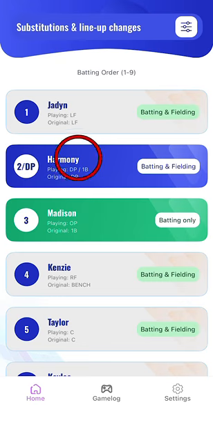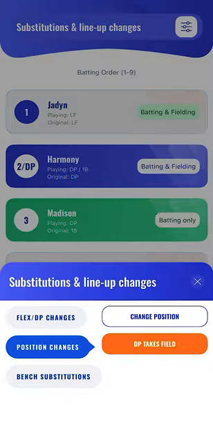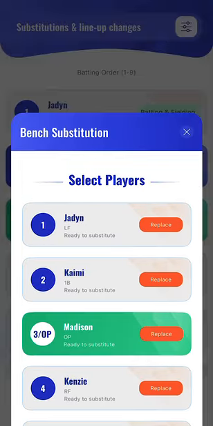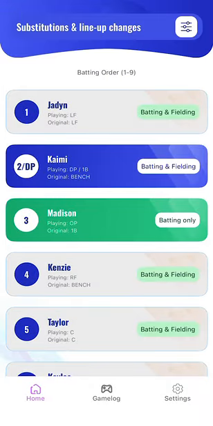So now, again, Harmony, not a first baseman, but Kaimi on the bench is. So now we're just going to sub Kaimi in for Harmony. So now Kaimi's playing first. Madison is at the OP, and she can come out of the field defensively, go get warm. So that's what we end up doing. She gets warm. We're going to bring her into the game now.